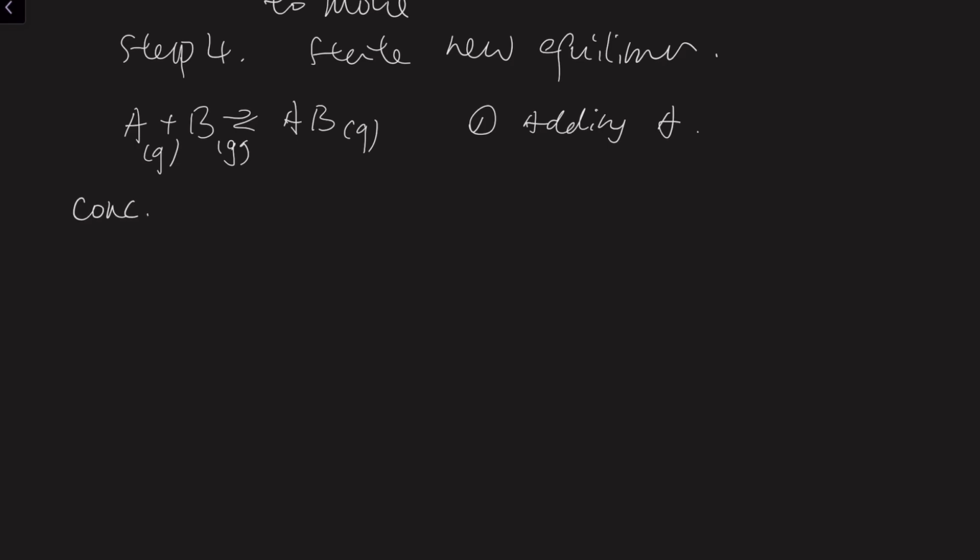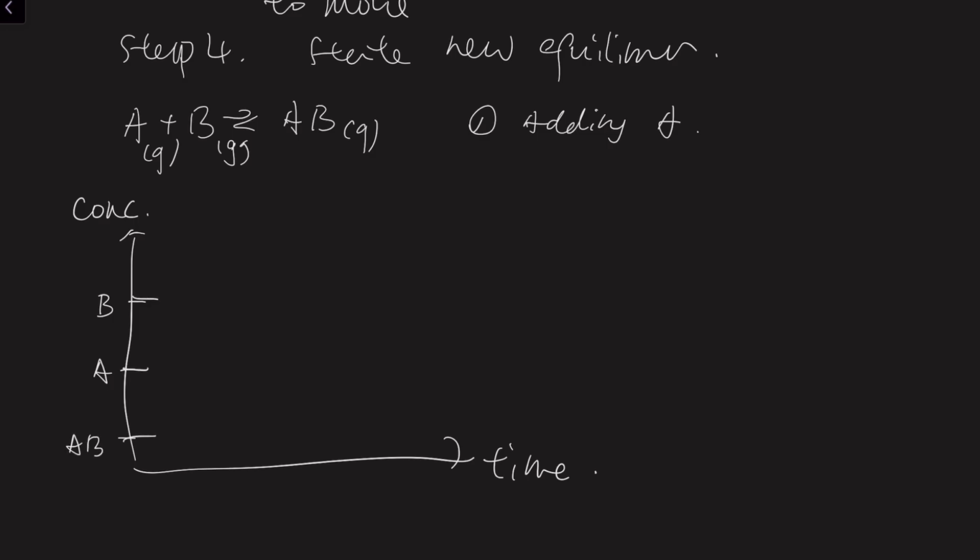So we first look at the concentration time graph. So suppose initially we have B here, A here, and AB. So this is the concentration of B, A, and AB at the original equilibrium. The way we can tell it is at equilibrium is that the gradient is 0, so it's flat. So we are adding some A.